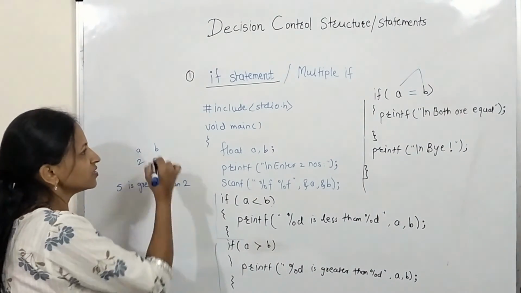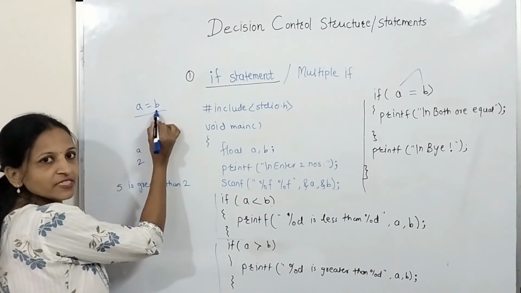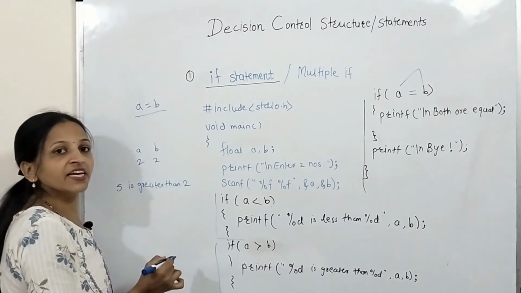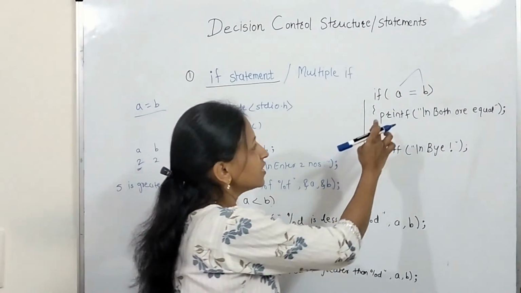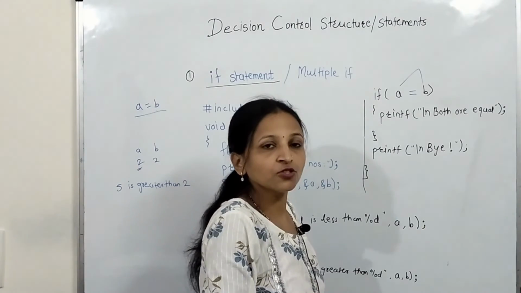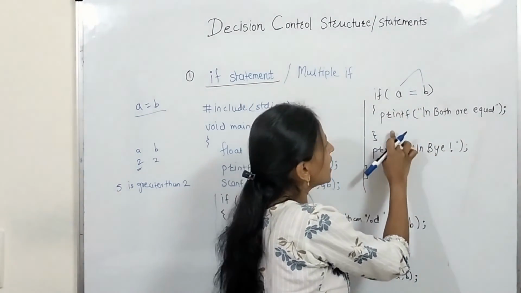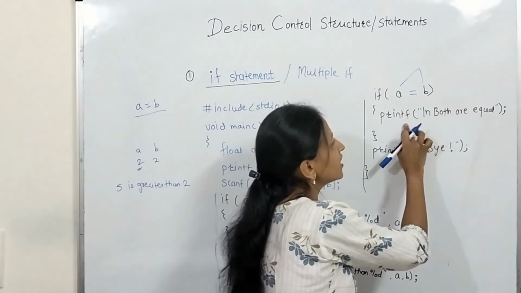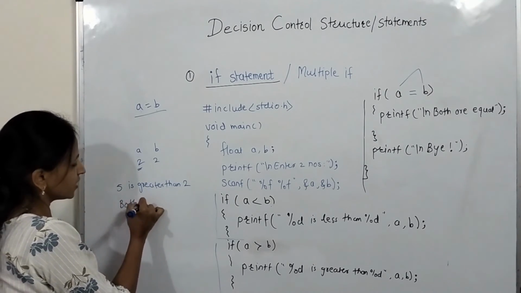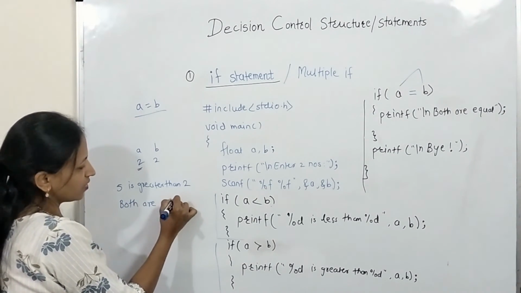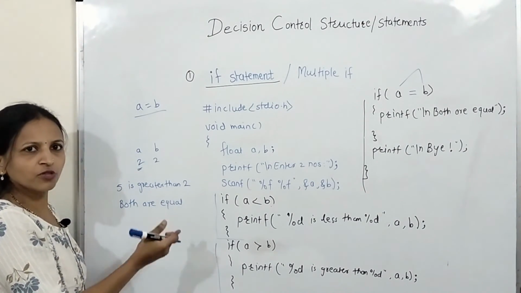Why? Because in the execution of a equal to b, the right hand side variable's value will get stored into the left hand side variable. That's why the value of a will become 2, and here a is 2 now. 2 means non-zero. Non-zero means it will be true and this condition will become true and it will again display this, that is both are equal. Means you are getting 5 is greater than 2 and both are equal.